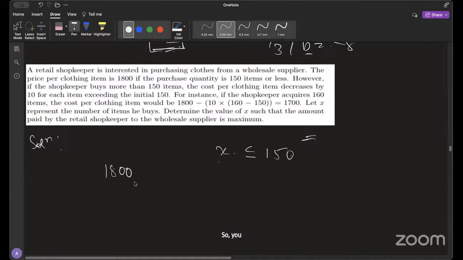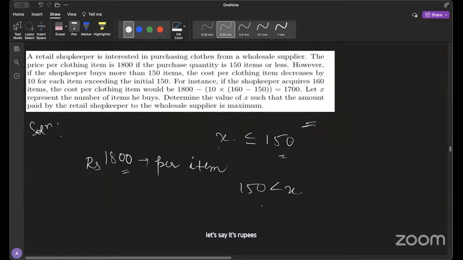So you've been given this. We did it till x less than or equal to 150. However, if the shopkeeper buys more than 150 items, the cost per clothing item decreases by 10. So after 150, if your x is greater than 150, this is per item. Let's say it's rupees this per item. This is for x less than or equal to 150, and for x greater than 150, you have been given.